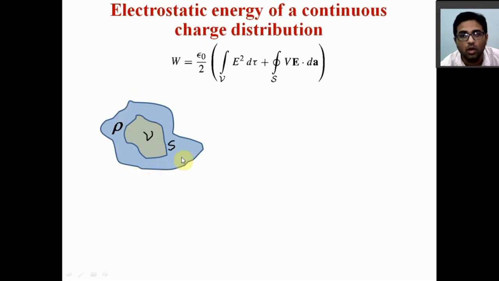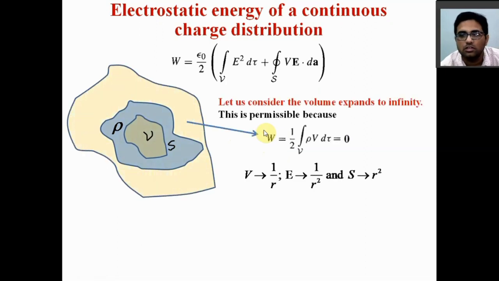But what will happen if we enlarge the volume beyond the minimum necessary to trap all the charges? So for that, let us consider the volume expands to infinity. This is permissible because the energy is 0 wherever volume charge density is 0. So here the charge density is 0, so that's why the energy will be 0. So that's why this is permissible.